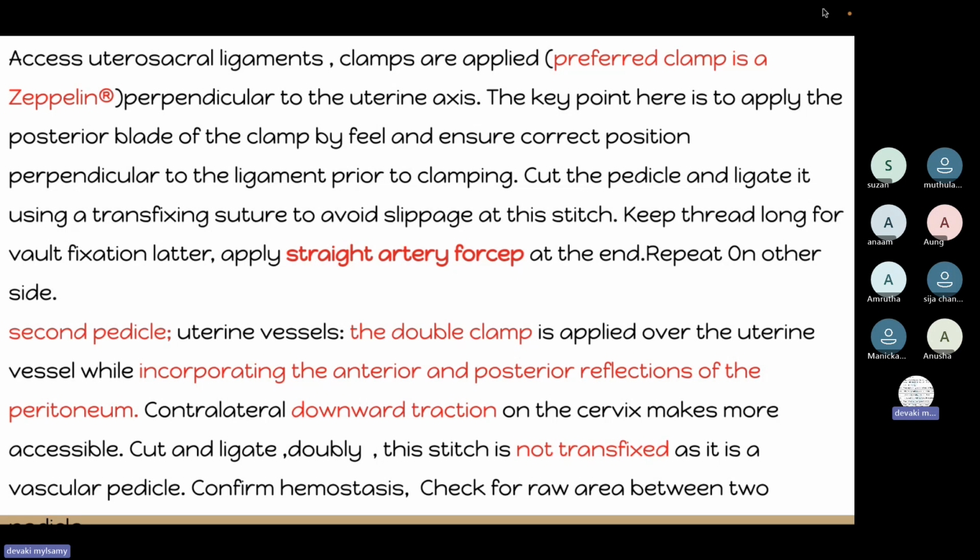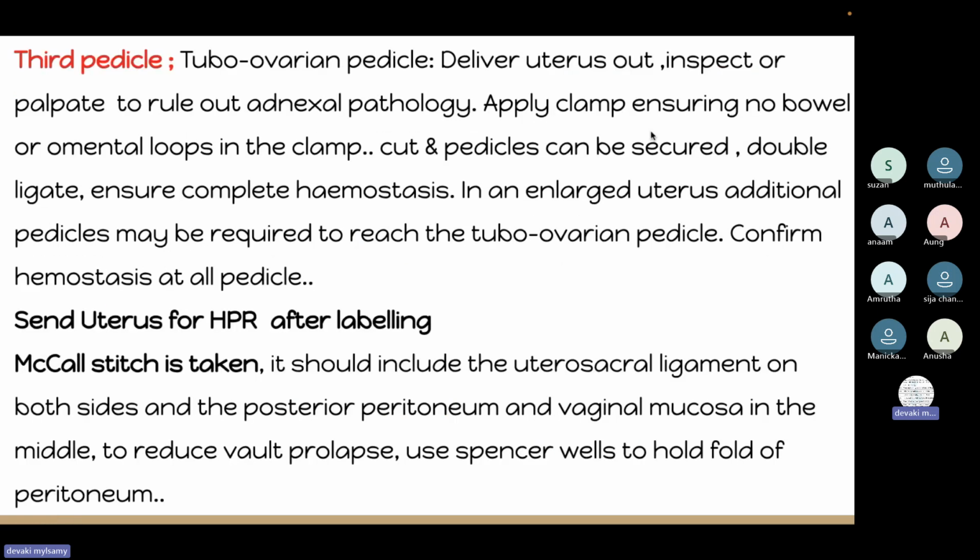Confirm hemostasis at this pedicle because this pedicle is at risk of bleeding. Doubly clamped, doubly ligated. Check hemostasis. This should be done at all uterine vascular pedicles. Check the raw area in between those two pedicles, because many a time that raw area bleeds.